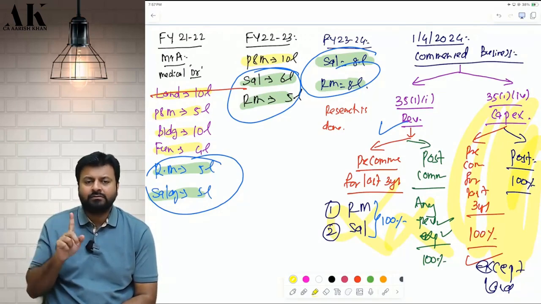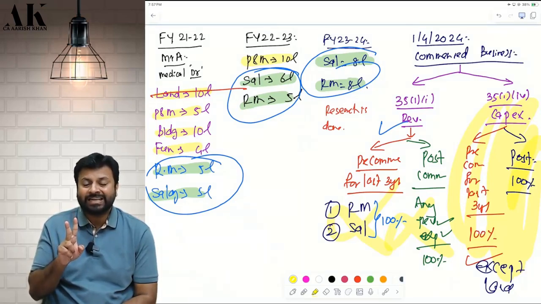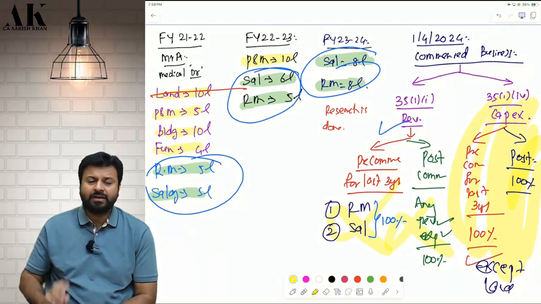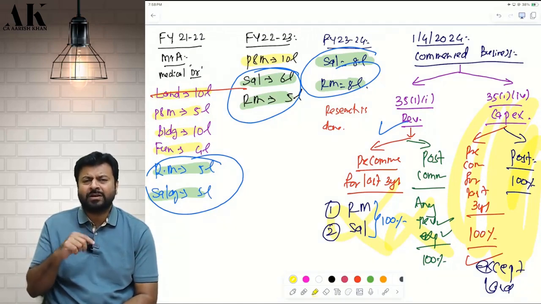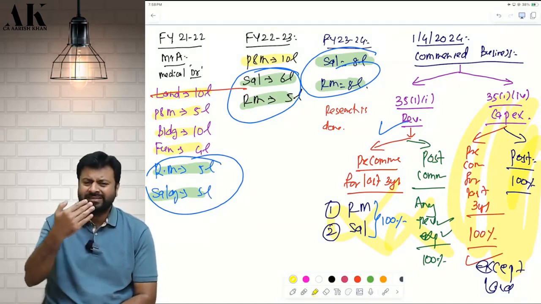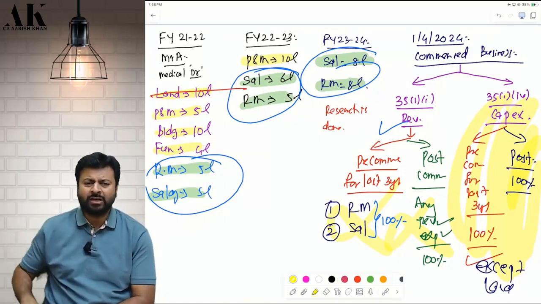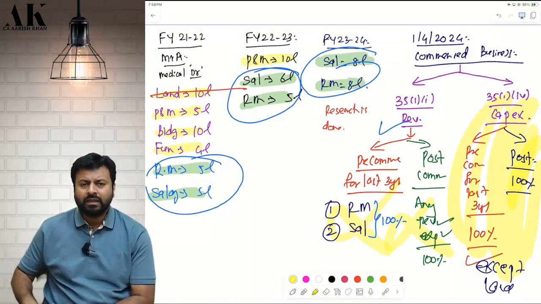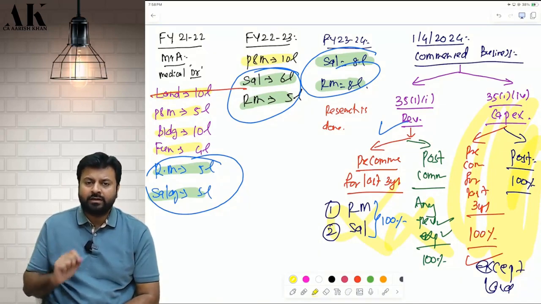One is UAD itself. Second, family planning, which expenditure? Capital expenditure. And scientific research, which expenditure? Capital expenditure. Are you clear? Revenue expenditure, if you are incurring losses because of revenue expense, that can be treated like a normal business loss. Are you clear?